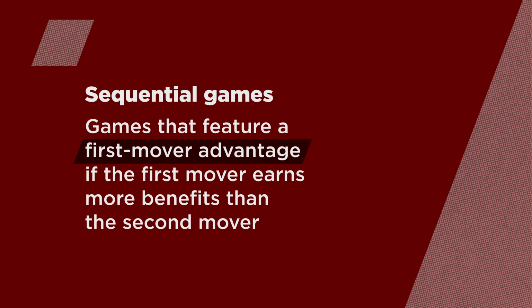Notice the equilibrium that we came to in our example is less favorable to your coworker. Such sequential games feature a first mover advantage if the first mover earns more benefits than the second mover. In other words, a game has a first mover advantage when the first player to act in a sequential game gets benefits from doing so.